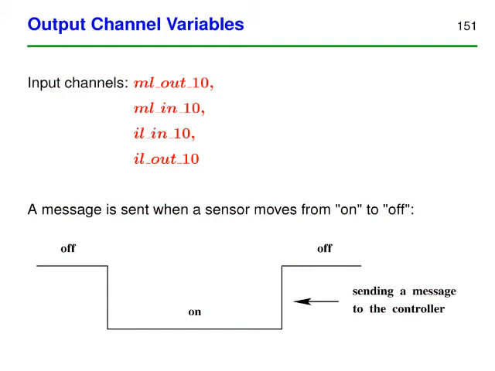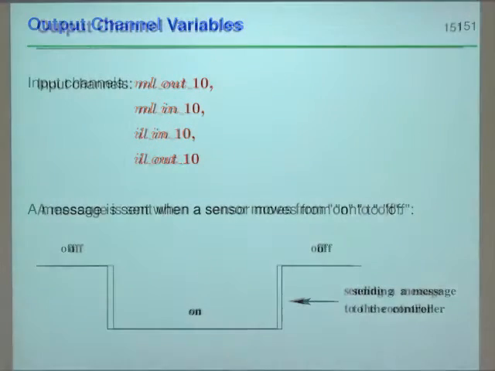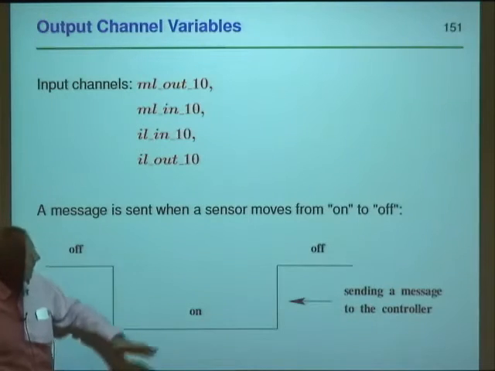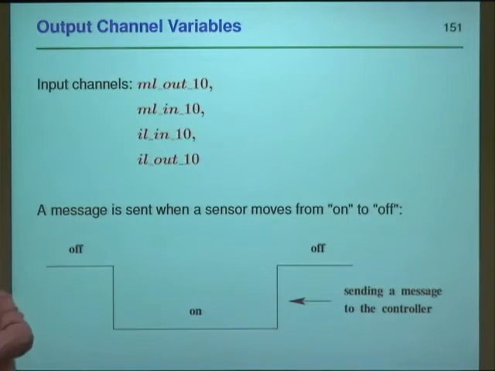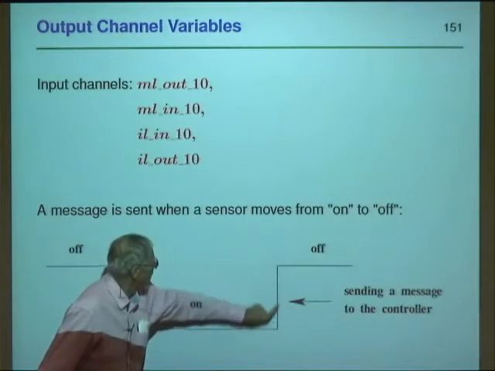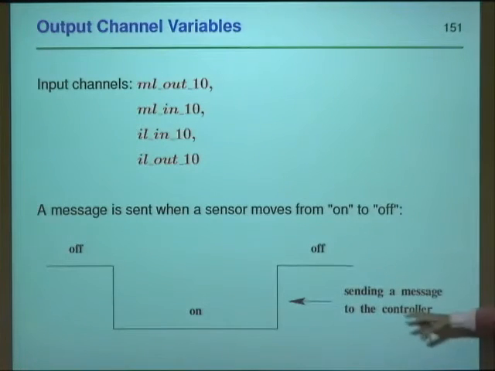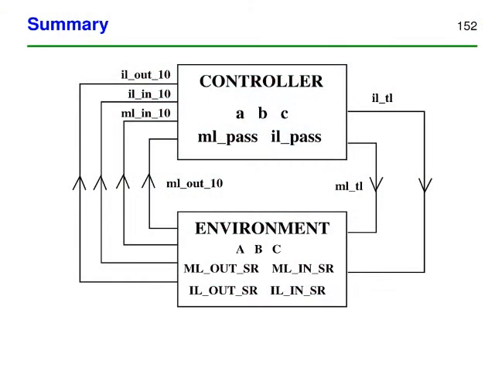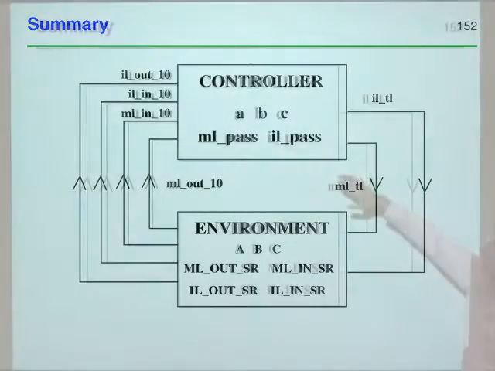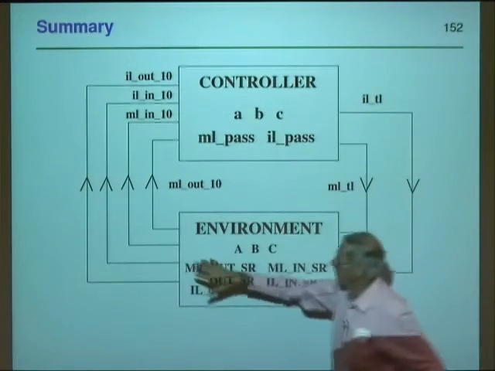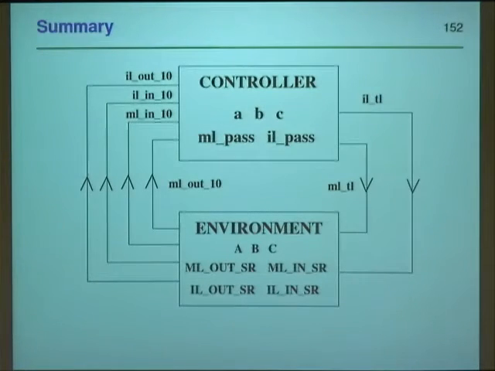And here is the way a sensor works. So there are no cars. And then there is a car coming on the sensor. So the car is sitting on the sensor. And then the car is going out, to enter the bridge in one direction or the other. And in this edge-triggered, there is an edge-triggered interrupt that goes to the controller precisely at that moment. So here is the final situation. We have a controller with A, B, C, MLPass, ILPass. We have the environment with this. And then we have ILTL, MLTL channels. And then this interrupt channel in the other way.